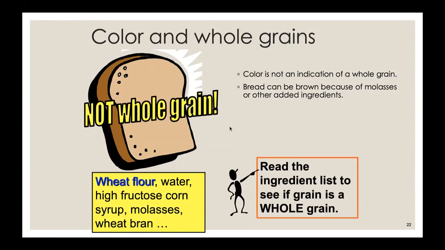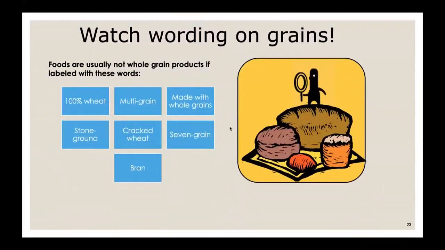Looking at just the outside of a food product, or even the name of a food product, can be deceiving. Things can say wheat, 100% wheat, or multigrain without actually being whole grain. So it's important to look at the ingredient list to see if it says enriched or refined, which means it's not a whole grain. On packages, products are usually not whole grain if they are labeled with things like 100% wheat, cracked wheat, 7 grain, stone ground, enriched, or fortified.